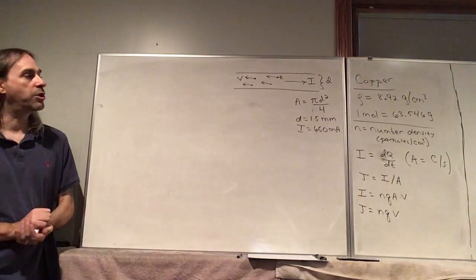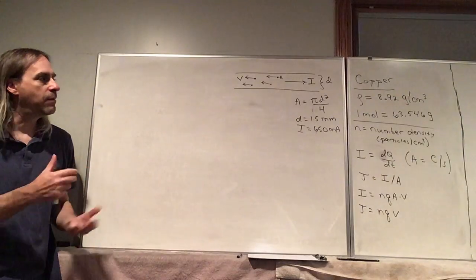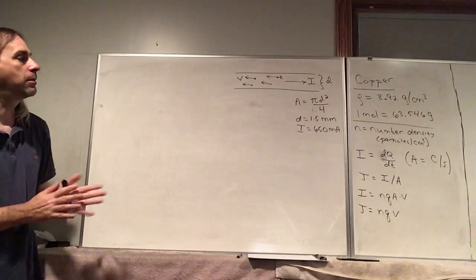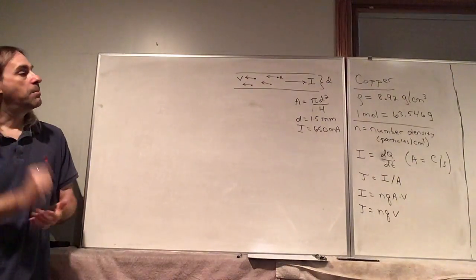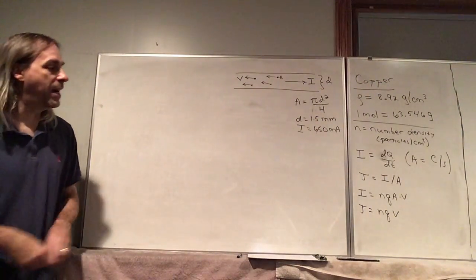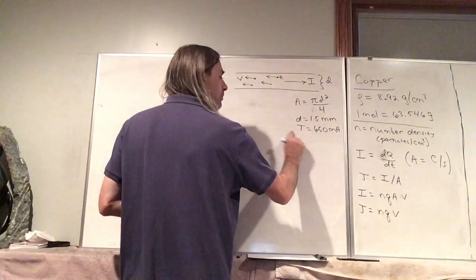So we're starting with a very primitive model, then we'll go to something a little bit better, which is the Drude model. Still far from complete though. But let's go with this. We just want to find the drift velocity.